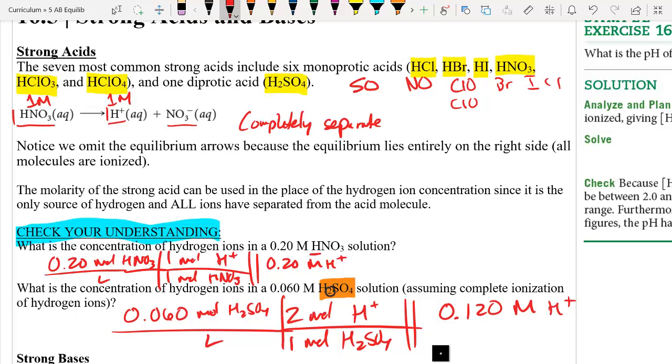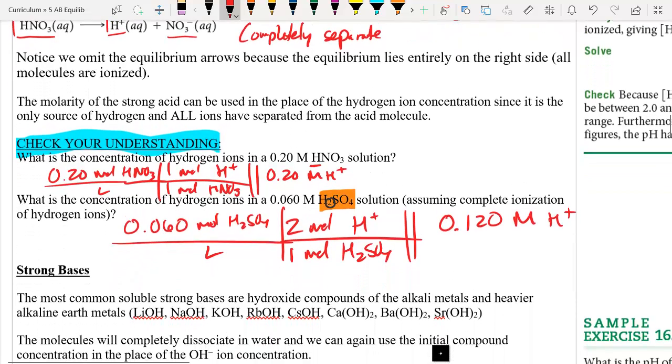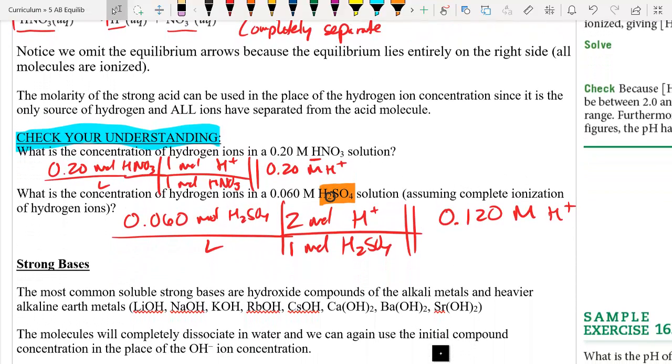Now that we've done that, let's talk about our strong bases. So very similar to the strong acids, the strong bases are going to completely dissociate into ions also. Now, in short, we have all of the hydroxides of alkali metals. So that's lithium, sodium, potassium, rubidium, and cesium. All of these are going to completely dissociate in water. Then we also have the alkaline earth metals that are a little bit heavier. So that's the calcium hydroxide, barium hydroxide, and strontium hydroxide. Those compounds will also completely dissociate.